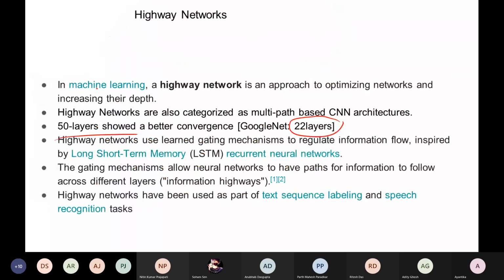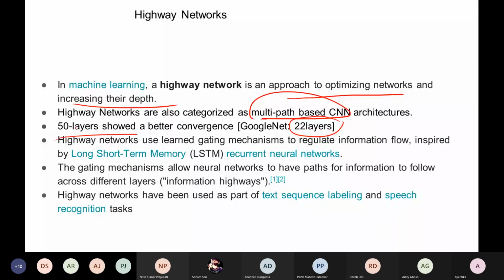Okay. So for that, one approach is the highway network. As it is written, and what I have already told, it is an approach to optimize the network for increasing depth. It is also a multipath based CNN. We will talk later, focusing exactly on this word, about why we are calling this multipath. You can leave it for now. But you can see here the increase from 22 layers to a jump of 50 layers.